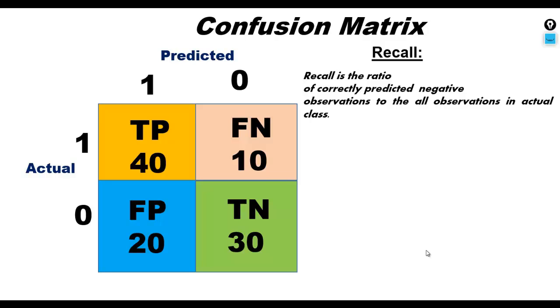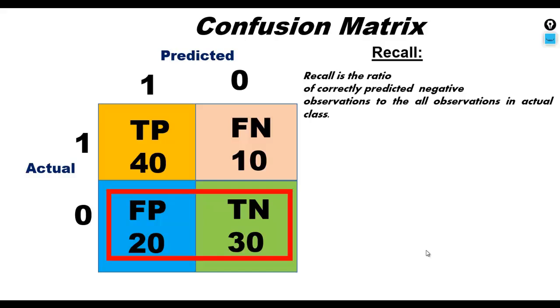Now let's calculate recall for the negative class. As you know, the general definition of recall is: out of total instances for a class, how many instances are correctly predicted. So recall for the negative class means out of all the negative instances in our actual data set, how many instances are correctly predicted by our model, means this part. So we can calculate recall for the negative class like this.